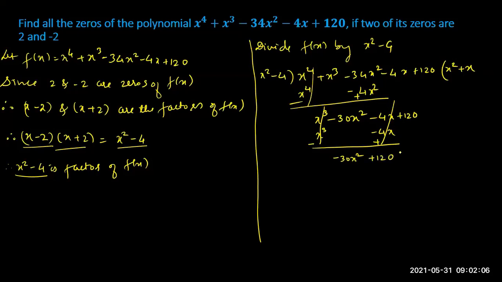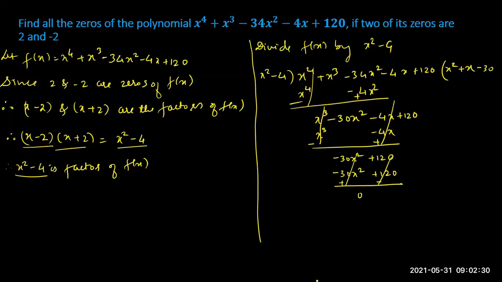Next, we can take minus 30. Minus 30 gives minus 30x square plus 120. The remainder is equal to 0.